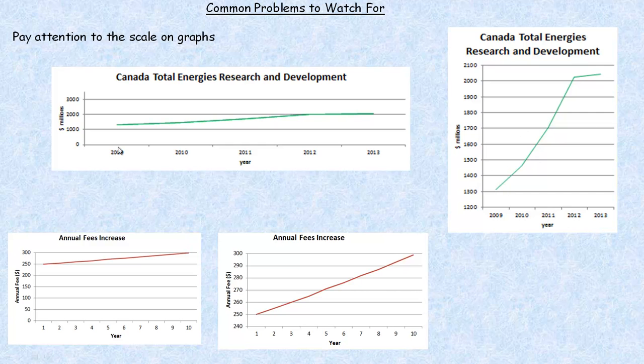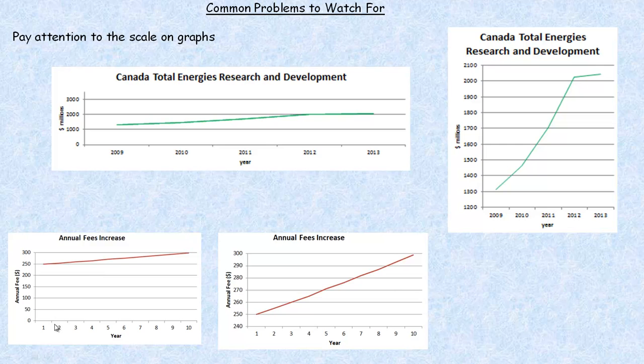But because this graph here is only showing the amount between about here and here, and it's stretched vertically, it makes the graph look a lot steeper. So if you want people to think that, oh yes, this data is increasing quickly, then that's the kind of misleading thing that you can do. Those two graphs actually are of the same data.